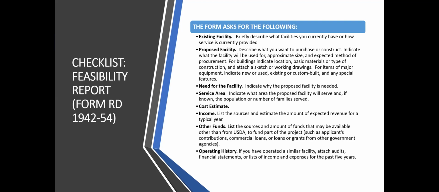Then you've got to fill out a form. The form is called RD 1942-54. And you will see, if you look at this slide, that it in many ways is kind of redundant with the project narrative. This is a 2-page form, so they're not looking for tremendous detail, but it's simply going through sort of the same questions.